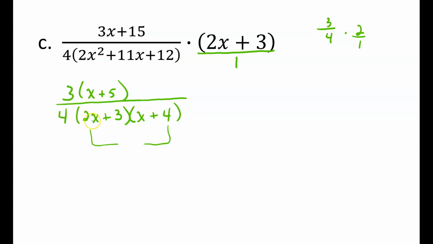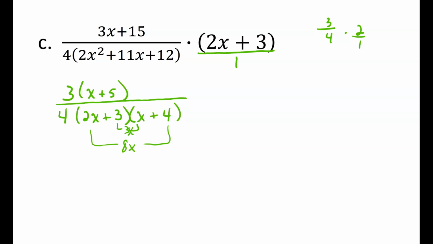The outer 2x times 4 is 8x. 3 times x is 3x. And when you add those together, what do you get? 11x. So that's how we know. How did you get the 2x and x from just looking at 2x? 2 is prime. It can only be 2 and 1. It's just like 5. 5 can only be 1 and 5. Because it's prime.